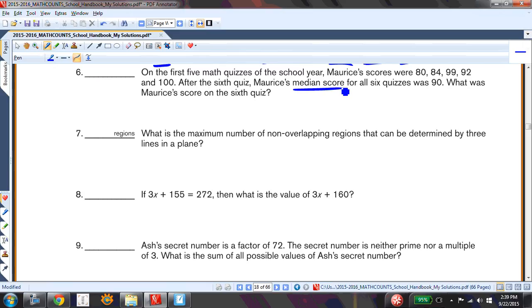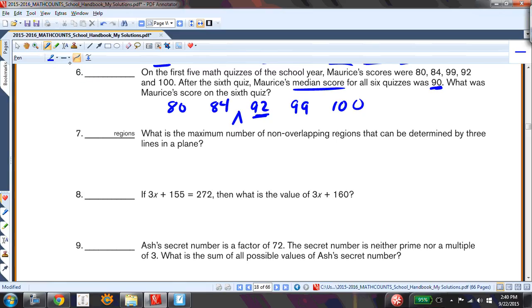And so let's write these all out. I'm going to write them in their numerical order. So the lowest is 80, and then I have 84, and then I have 92, and 99, and 100. And what I know is when I add in this 6th quiz, that his median goes from 92, as it is now, to 90. So that means I'm dropping the median. I know then that my 6th quiz will be here.